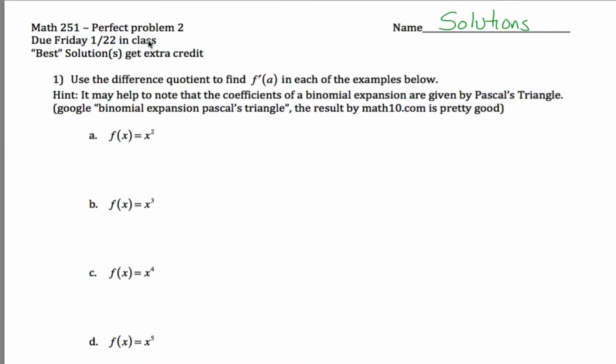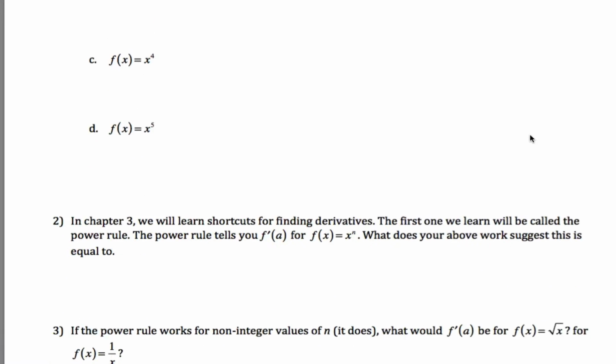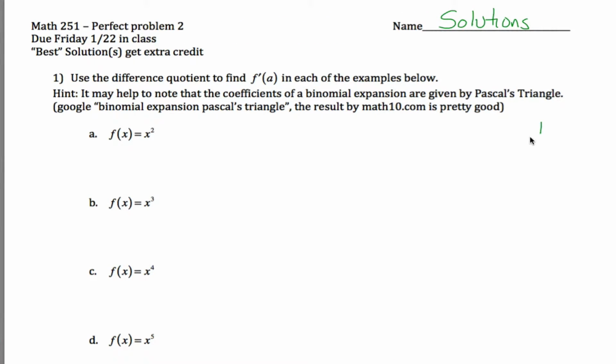All right, here's solutions for perfect problem two from Math 251. A couple things that'll end up being useful when you're solving this problem is knowing Pascal's triangle. So maybe I'll throw that somewhere, I guess right over here. The idea with Pascal's triangle is you arrange numbers in this triangular form where each number you write down is the sum of the two diagonally above it.